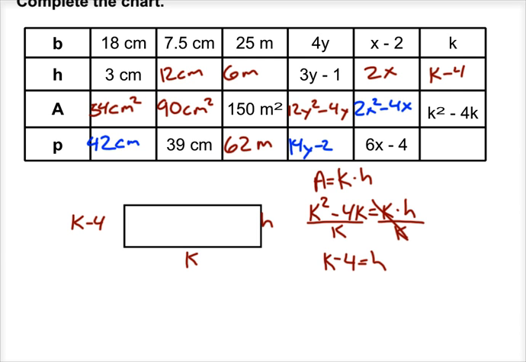Trying to find the perimeter now. I know that the perimeter is twice what I get when I add the base and the height. So if I add that together, I get, in the parentheses, k plus k is 2k, so I have the minus 4. Distributing the 2, and I get 4k minus 8.